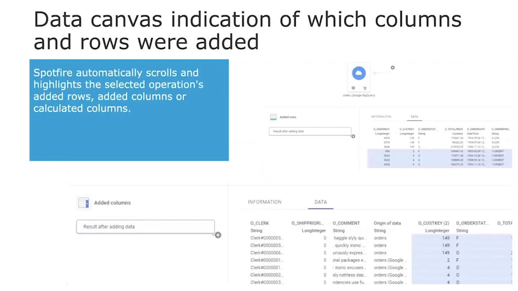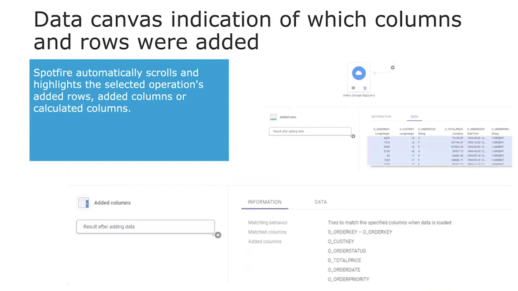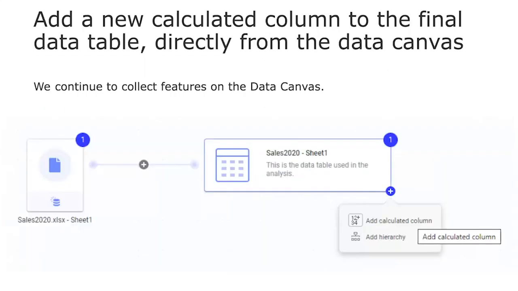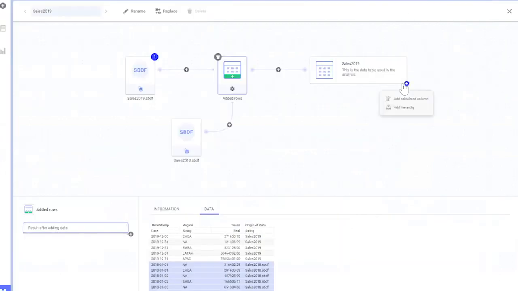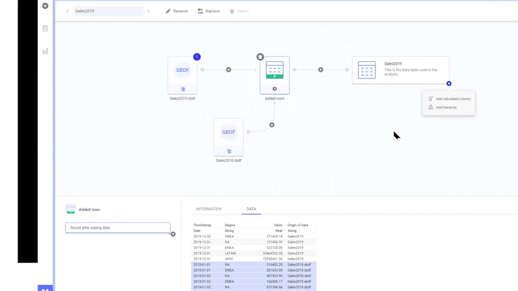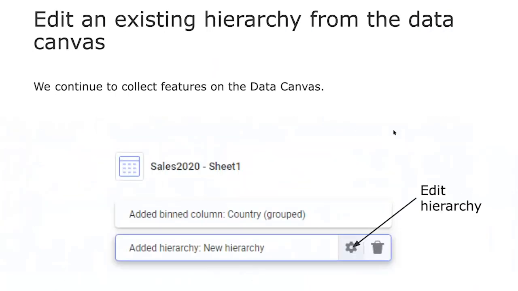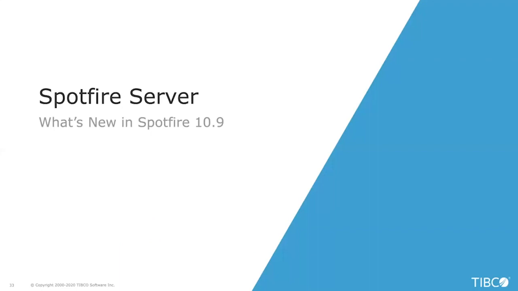Yeah, this is a scroll into view feature, easy to find where old and new rows meet. On the final data table, we now have a plus sign, so you can use this to add calculated columns, add hierarchies. And if you already have hierarchies, you can now edit hierarchies from the source view as well. Thank you. Over to Miguel and the Spotfire Server.